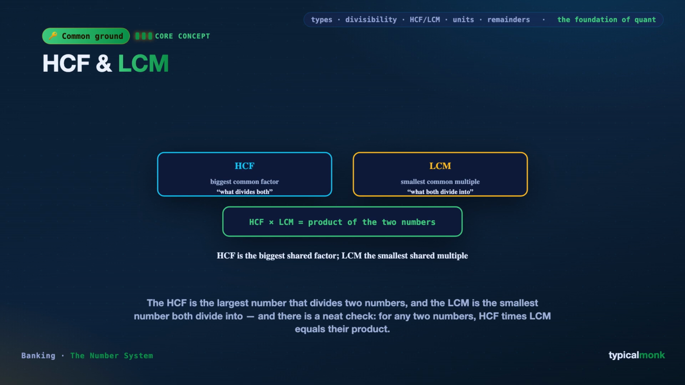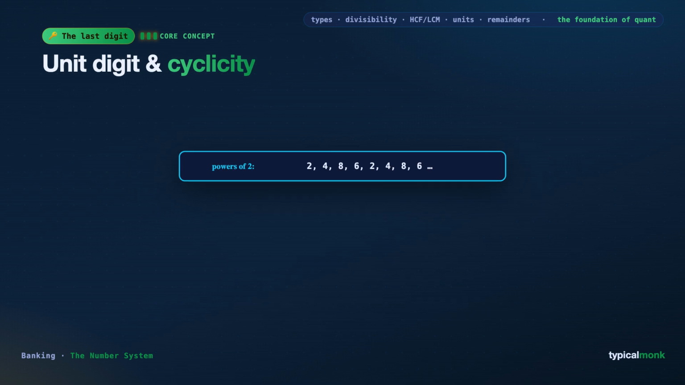Now one of the single most popular tricks in all of quant, the kind that lets you answer a monstrous looking question in seconds: finding the unit digit, the last digit, of a large power. Here is the secret that makes it possible. The last digit of the powers of a number repeats in a short, predictable cycle. Watch the powers of 2.